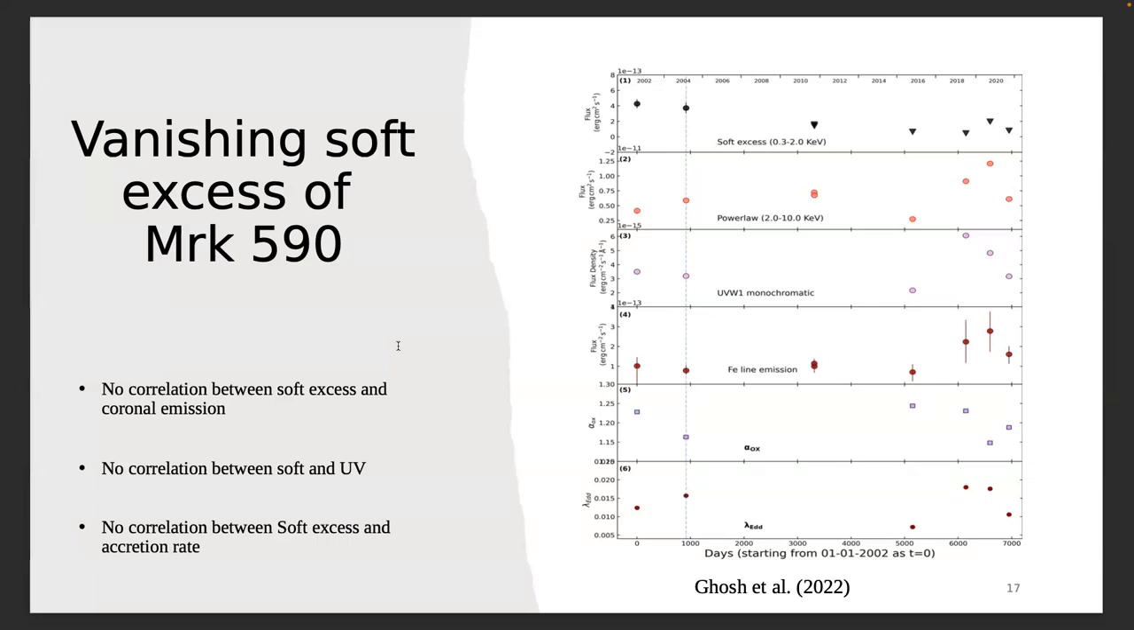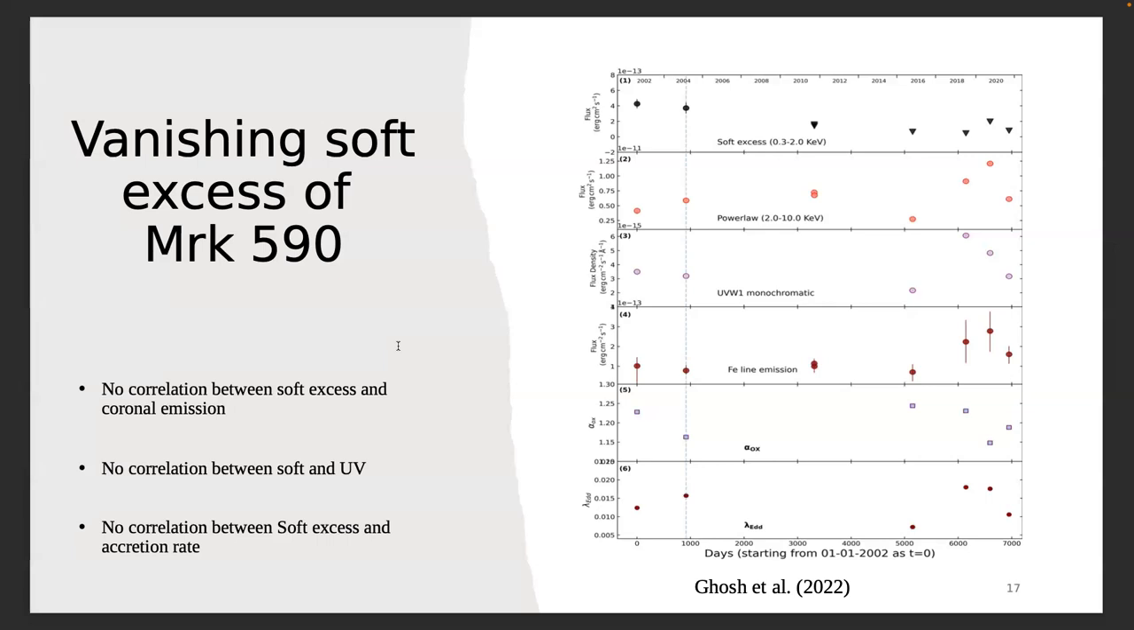If the power law flux is getting higher, we expect a higher soft X-ray flux. And if the two corona model is true, then the UV part matters, because in the two corona model, the UV seed photons are responsible for the soft X-ray. So in a reflection scenario, we expect a correlation between the power law and the soft X-ray. And if the two corona model is true, we expect a correlation between the UV and the soft X-ray.